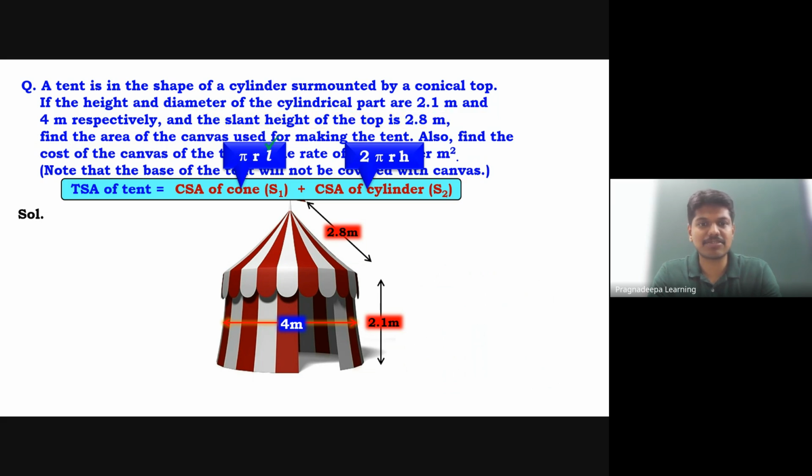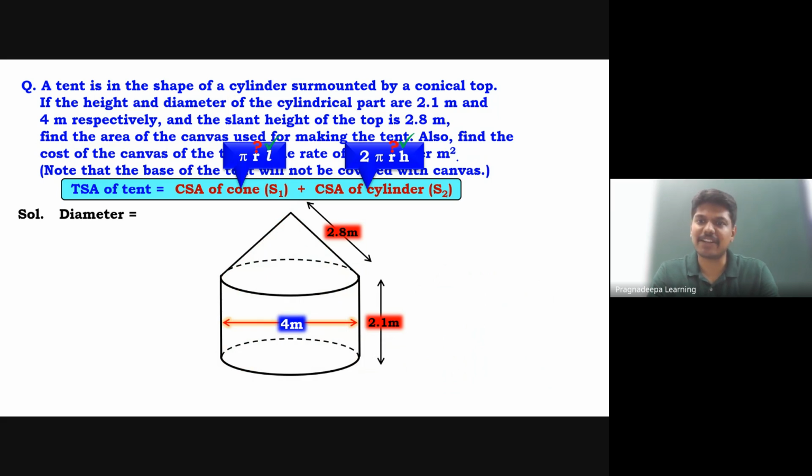Yes, slant height is known. Height is known. The radius is not known directly, but we can find it because the diameter is 4 meters, which means the radius is 2. And one more thing I want to tell you guys, make sure that all the parameters involved are of the same units.